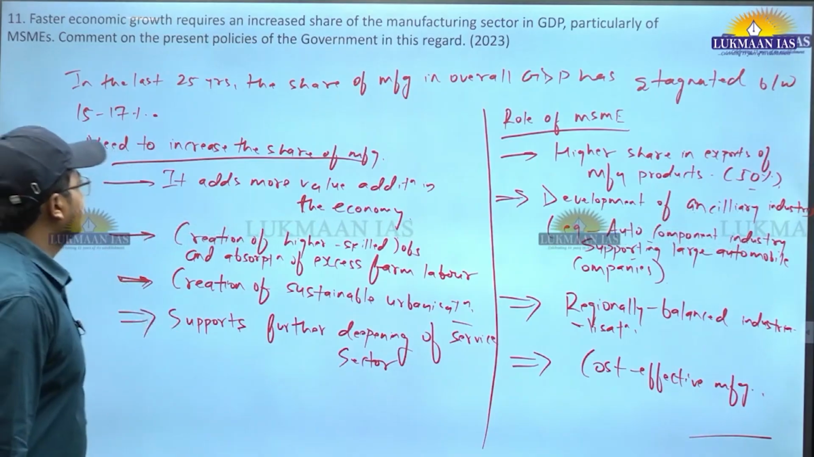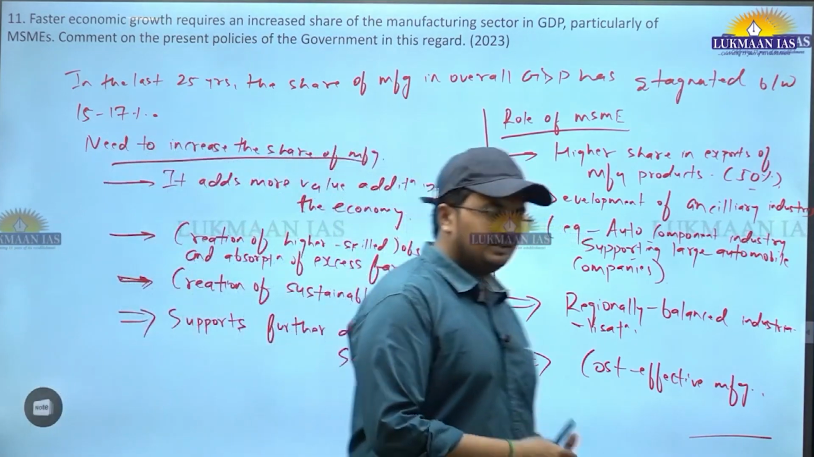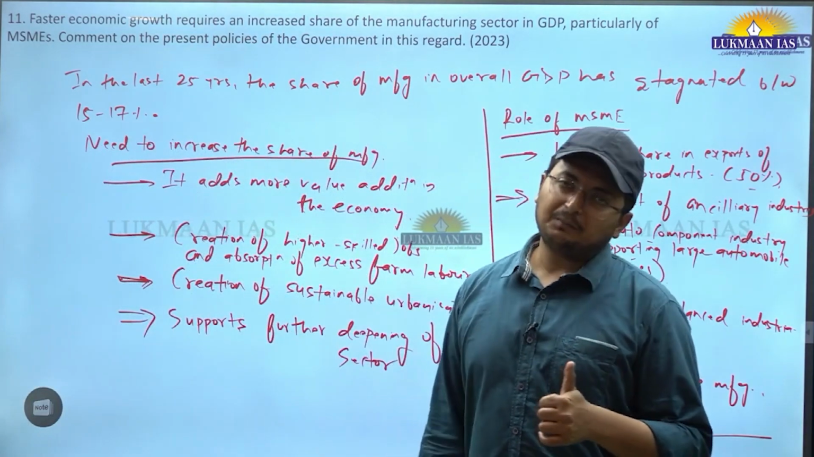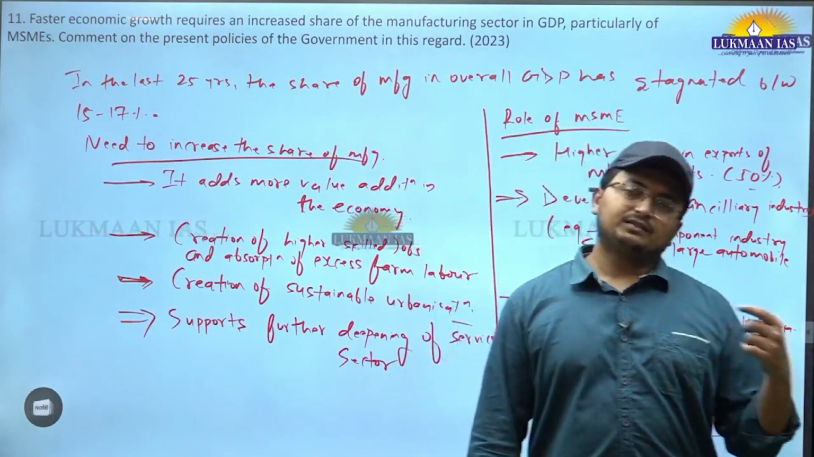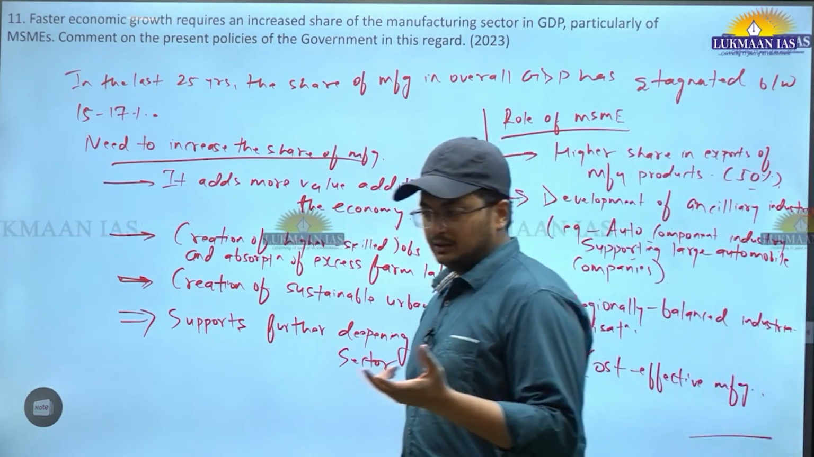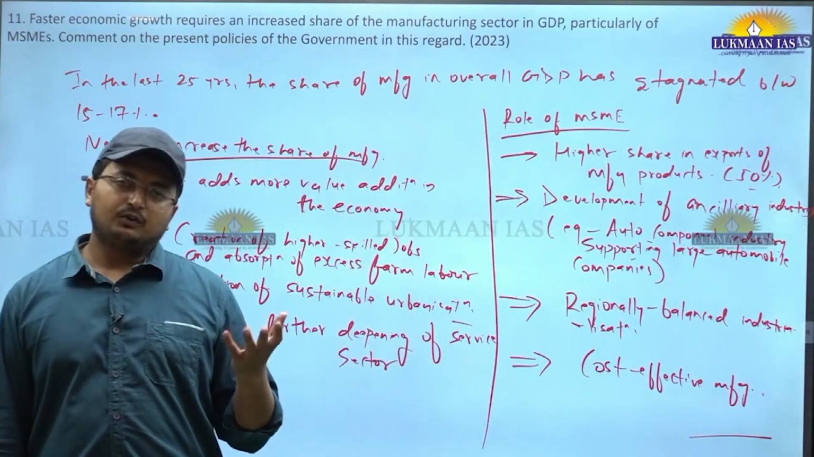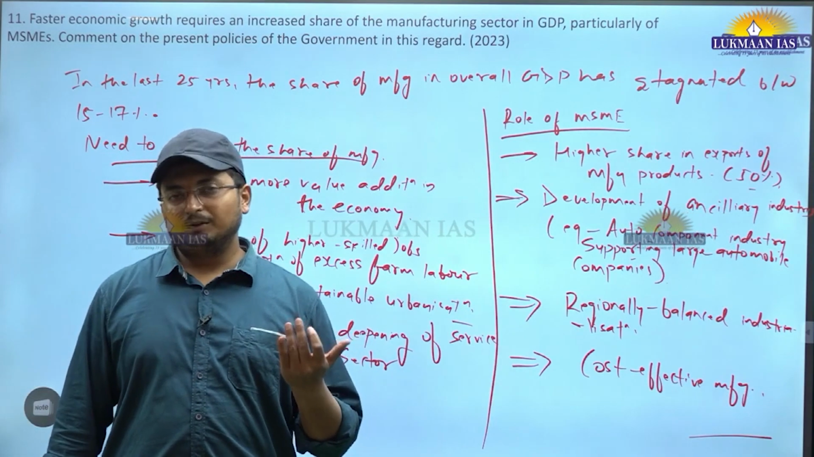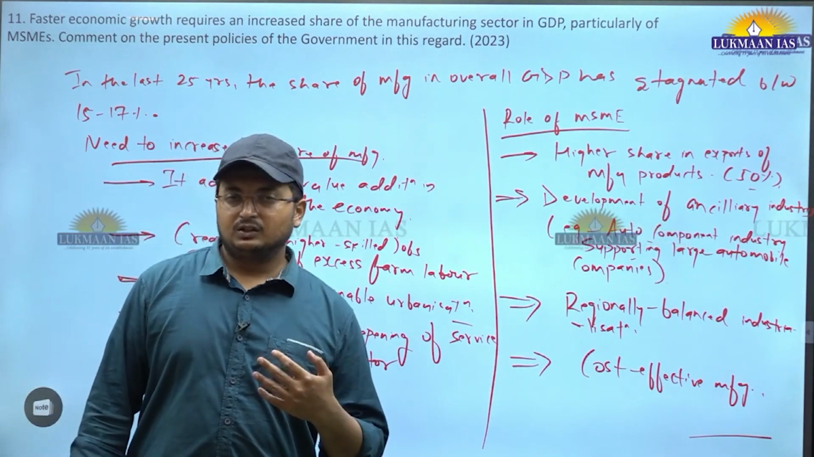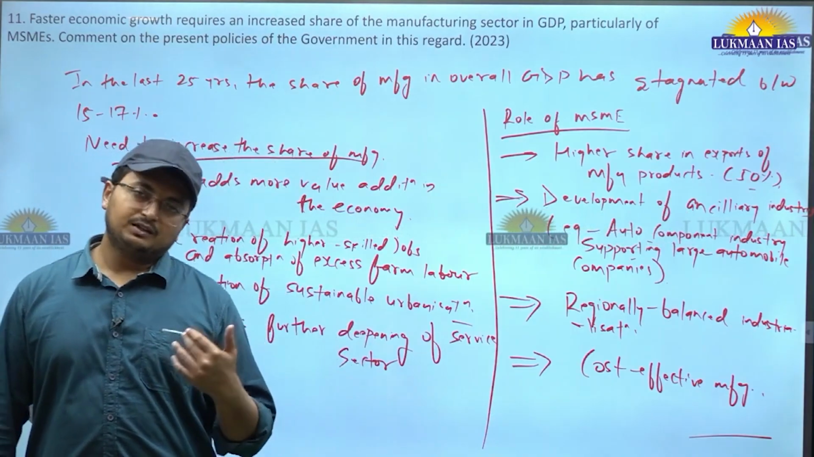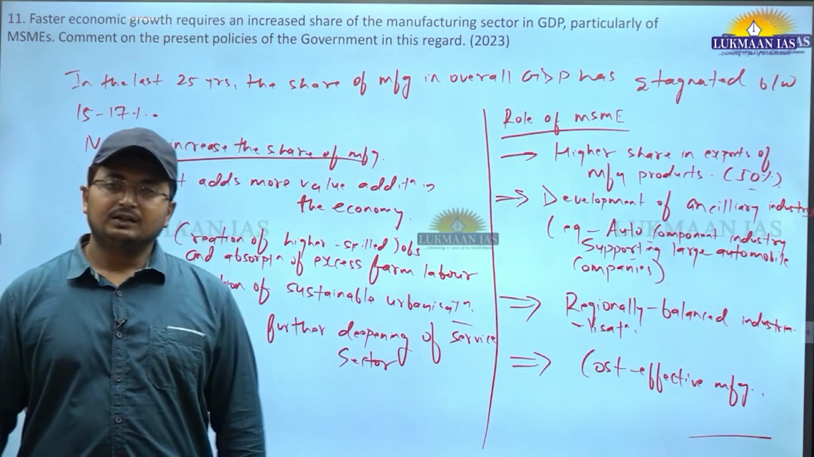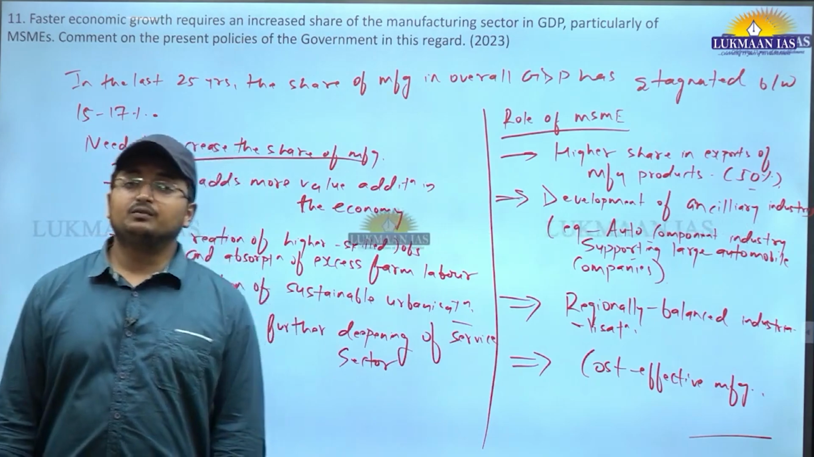Then comment on the present policies of the government. So the present policies of the government is first ensuring that the working capital is ensured through the various schemes like PM Mudra Yojana, then the credit guarantee scheme for MSME. Then the government also has interest subvention to arrange for capital needs, be it the fixed capital or working capital.